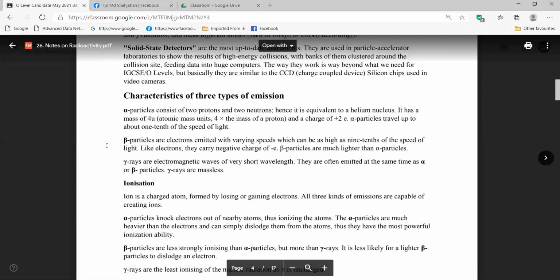The other two emissions, alpha and beta, they have mass. Alpha particles are a combination of two protons and two neutrons. They behave like a helium nucleus. So they have positive charges. If they have two protons, that means they have two positive charges, right? And if you think about their mass, it is four atomic mass units.